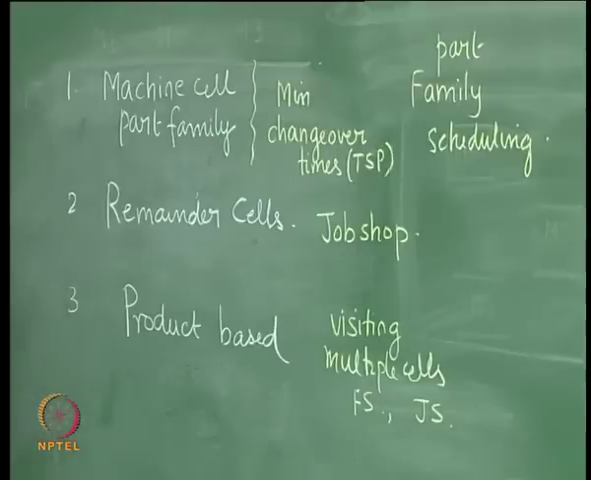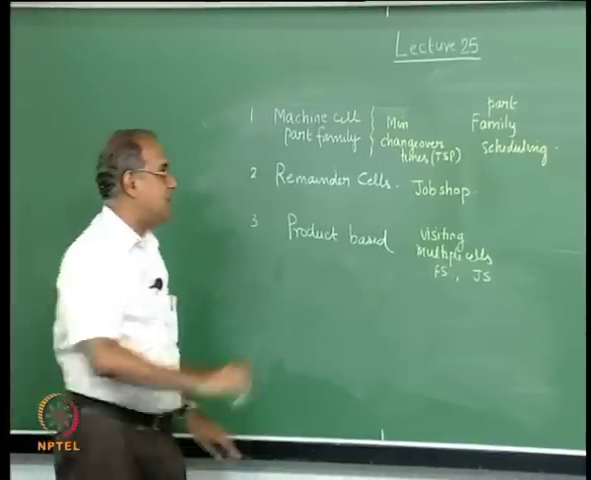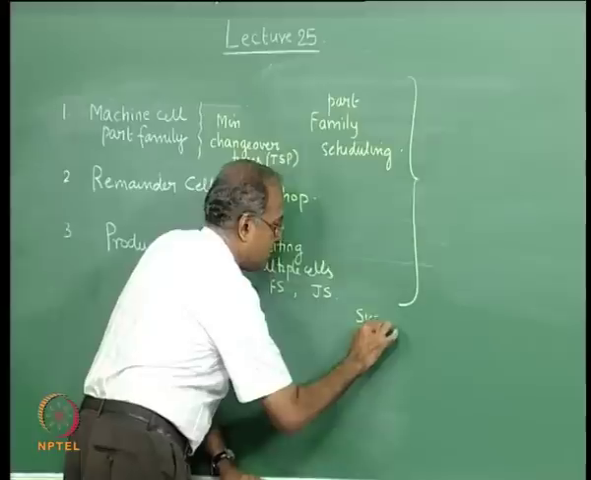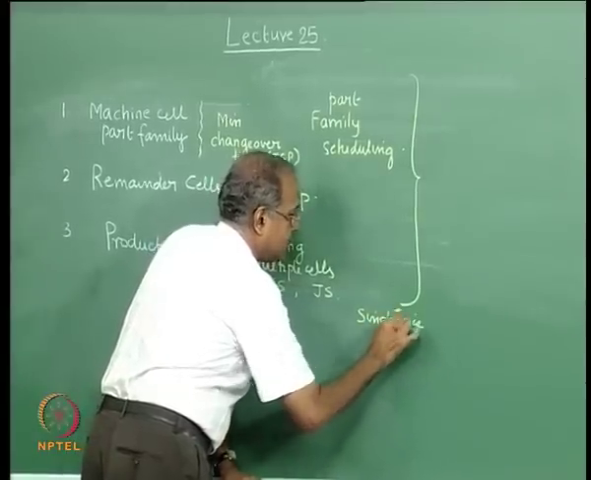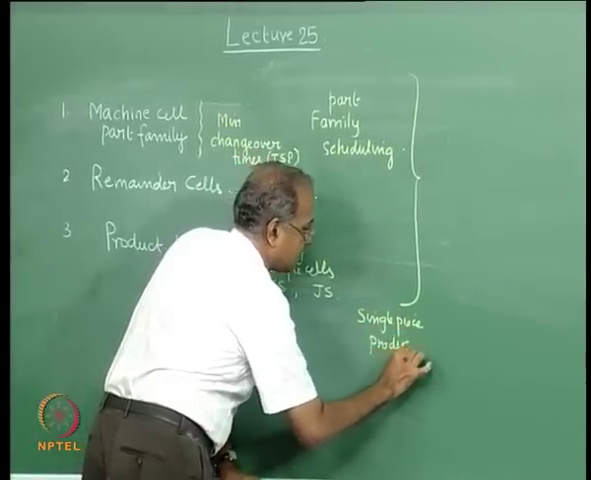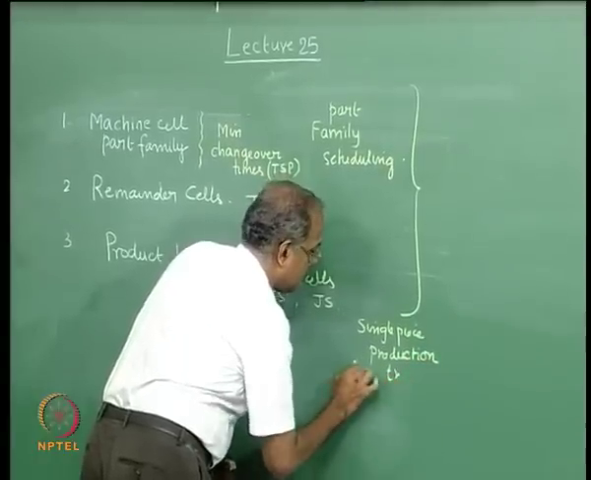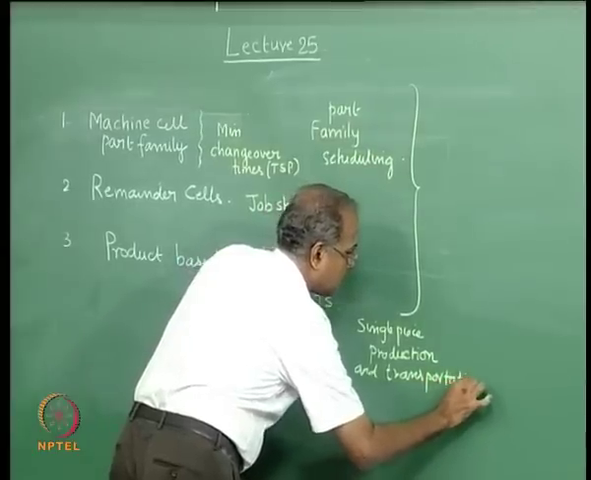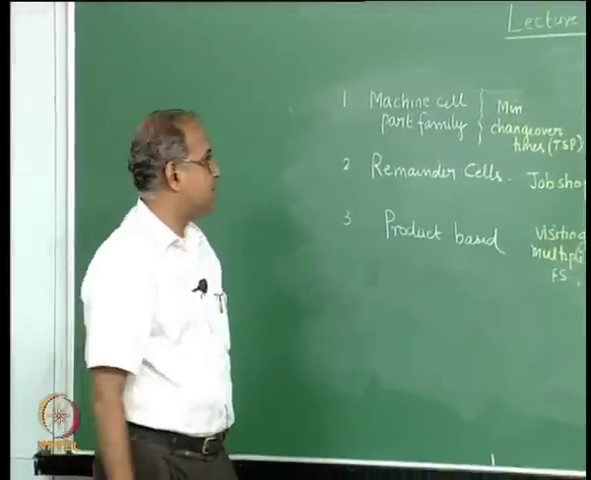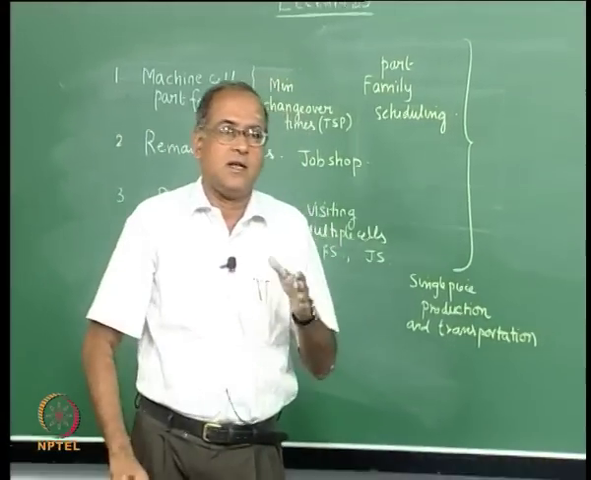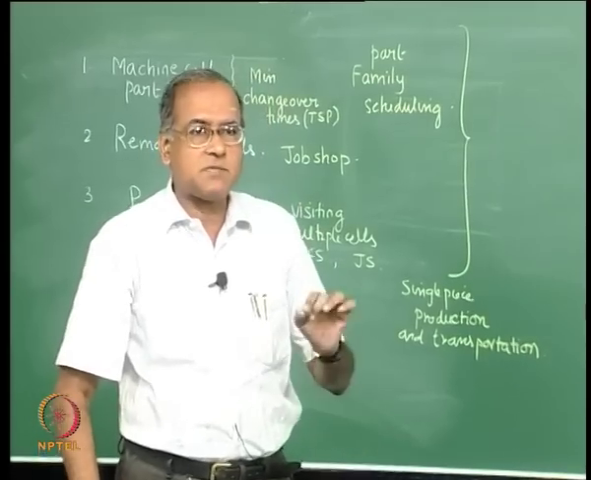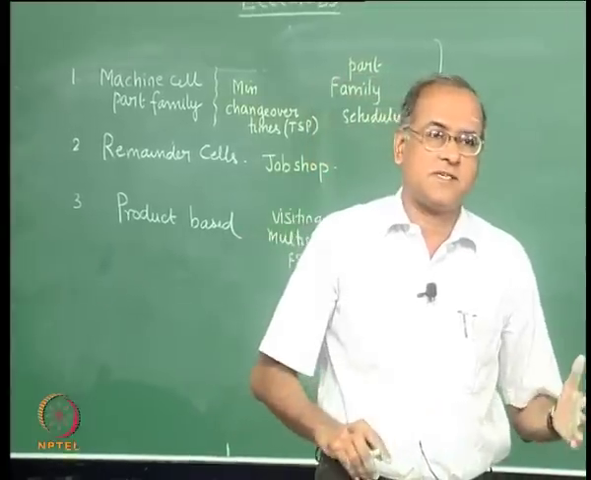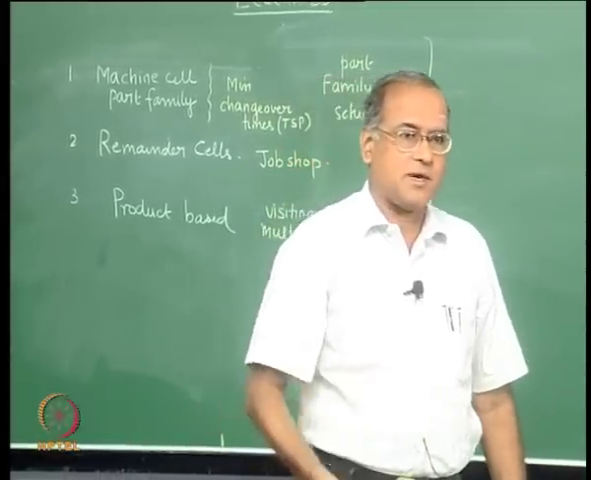Finally, we saw the advantages of single piece production and single piece transportation, which can be applicable in the entire thing, but very largely applicable in the context of product based cells. So, with this we complete the discussion on cell scheduling and sequencing. We will see some aspects of cell layout and then we move to cell control, particularly using principles of just in time manufacturing. We will discuss these topics in the next lecture.